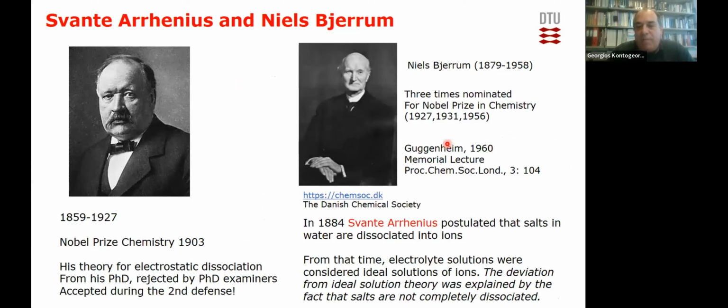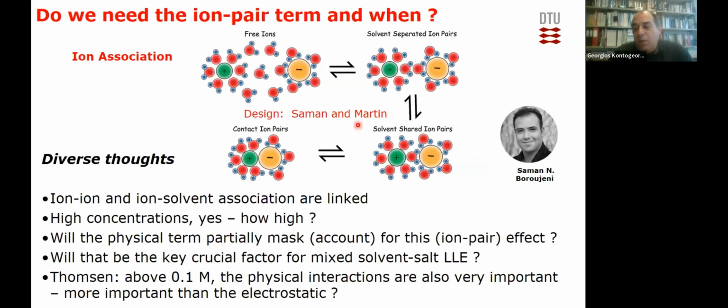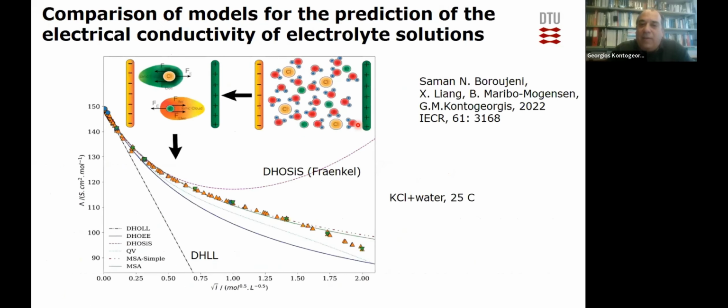ago, back from the beginning of the 20th century, when he had his well-known fights with Arrhenius about the electrostatic dissociation. So maybe the ion-ion association is an important aspect, and the ion pairing. And for this reason, in the PhD of Saman, we have decided to look at ion pairing somewhat in more detail. And one way to look at the ion pairing is to look at the electrical conductivity. This is a property that can depend on ion pairing quite significantly.